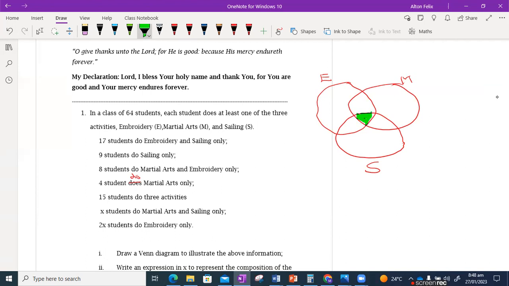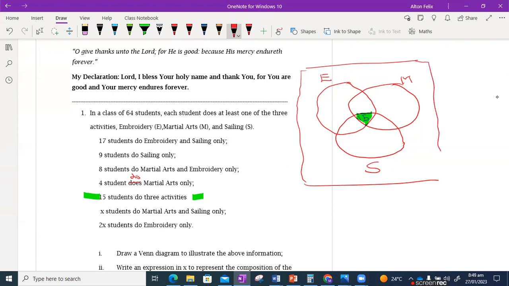And we are told that it's given right here. 15 students do 3 activities. Now, as a rule of thumb, when you draw your diagram as shown, let's put in our universal set represented by a rectangle or a square. So your diagram will be very neat, using your ruler and any other object to draw nice circles.